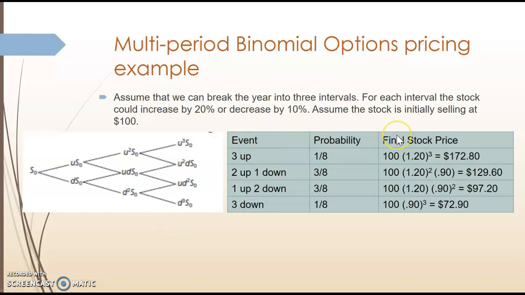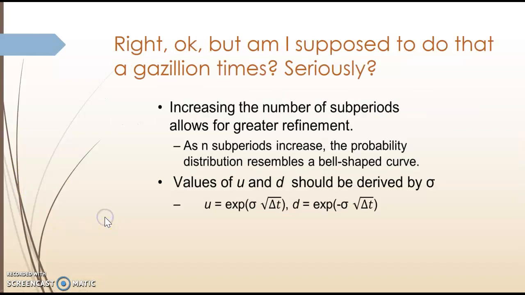And you can continue this process on and on through a binomial options tree. And then what you do is move successively back through this tree and figure out the value at each stage, and then use that to find the value of the option at time 0. Now, you could do this a gazillion times, and increasing the number of sub-periods allows for greater refinement. As the sub-periods increase, the probability distribution approaches a bell-shaped curve.